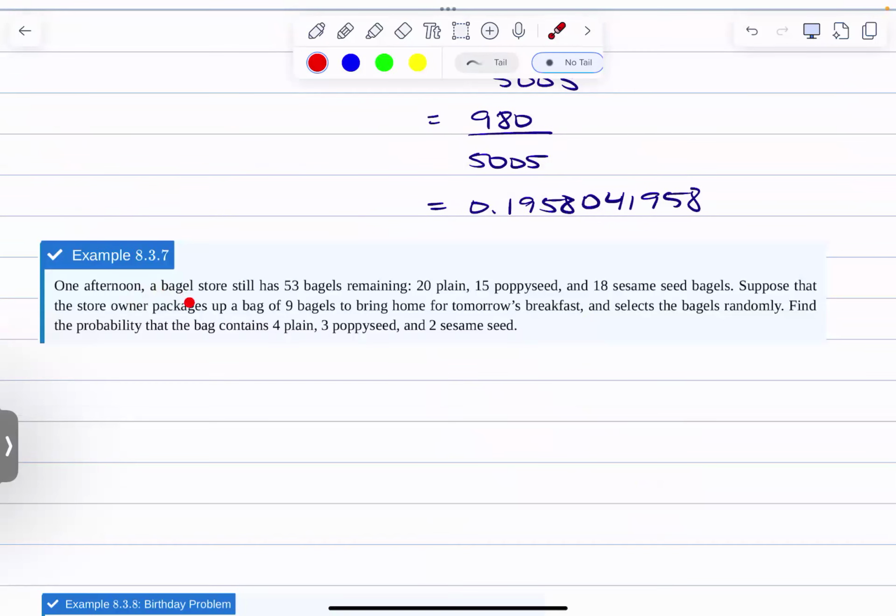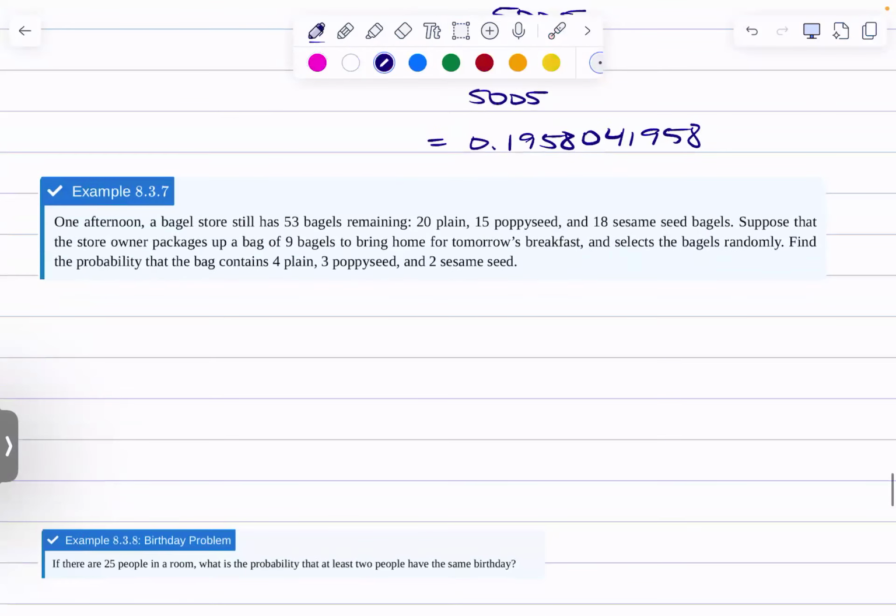One afternoon, a bagel store still has 53 bagels remaining: 20 plain, 15 poppy seed, and 18 sesame seed bagels. Suppose that the store owner packages up a bag of 9 bagels to bring home for tomorrow's breakfast, and selects the bagels randomly. Find the probability that the bag contains 4 plain, 3 poppy seed, and 2 sesame seed. Another one where I would expect you to be able to handle something like this.